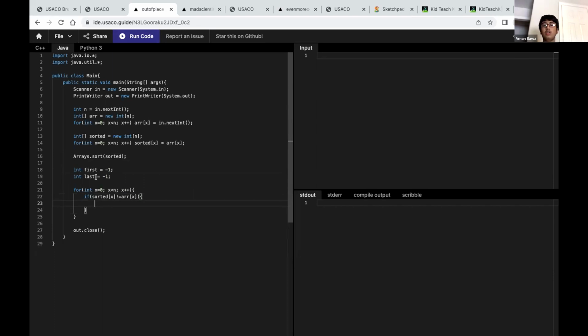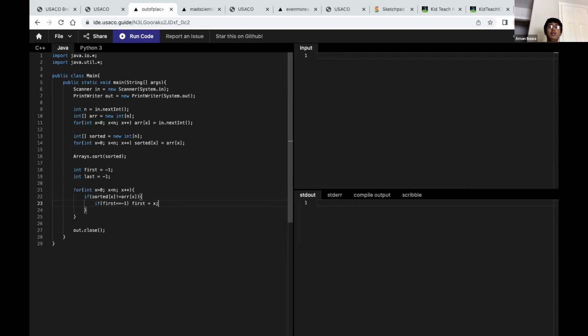Which is not an index in an array. So that already tells me that if my first is -1, I haven't updated my first yet. So there hasn't been a mismatch yet. So the first time I have a mismatch, I can just check if first is equal to -1, then I can set first to be x, because that's the first index that's mismatched. Otherwise, I'm not going to change it.